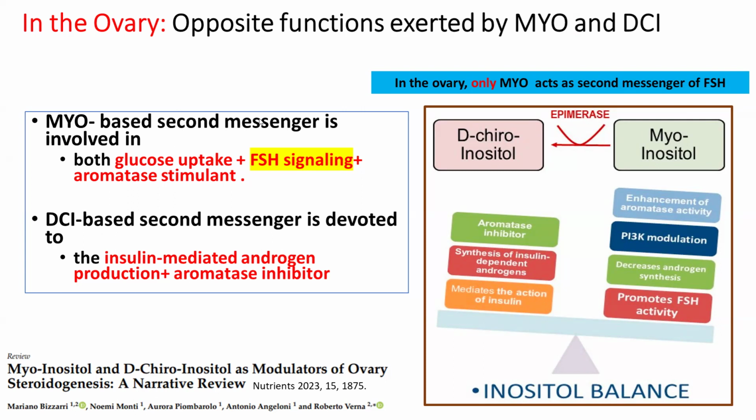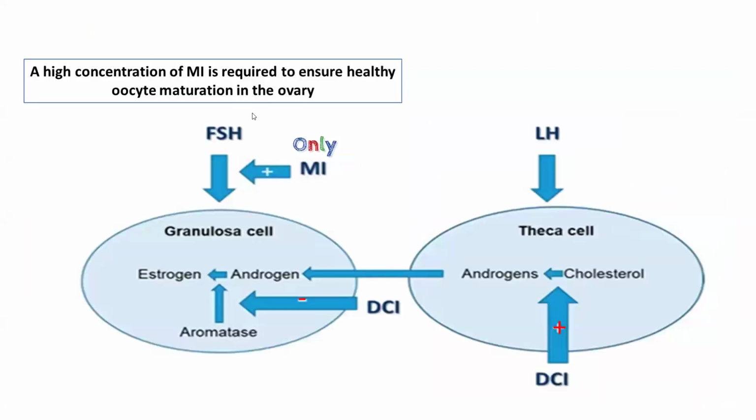So myo is responsible for increased glucose uptake. Okay, this is important for decreasing hyperglycemia, FSH signaling, which is peculiar to myo, and aromatase stimulation. D-chiro is insulin-mediated androgen production and an aromatase inhibitor.